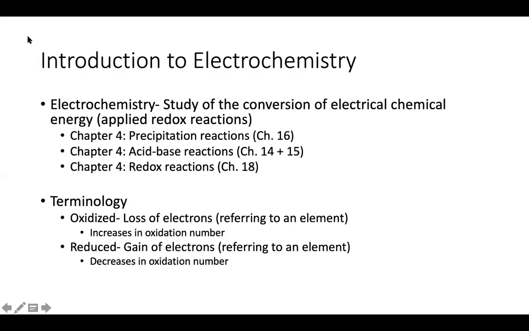So I'm going to jump right in, because again, we have a lot to go through. Electrochemistry is studying the conversions of electrical and chemical energy. And really, how you can think about this is it's applied redox reactions. I just want to draw your attention back to chapter 4 from 1127. Chapter 4 in 1127 had 3 main types of reactions.